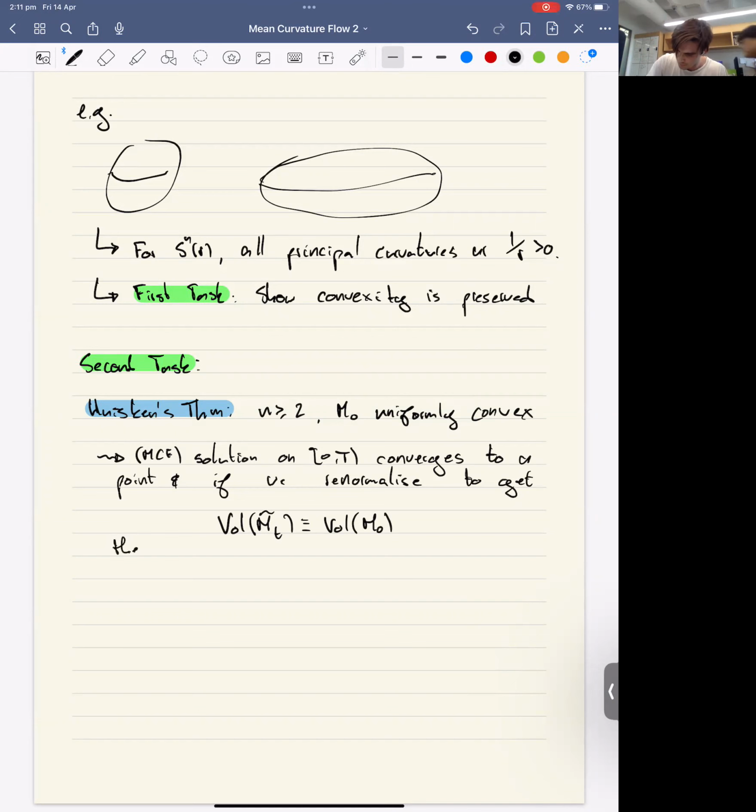Then what do I get? Then this new one exists. We'll see it satisfies a slightly different equation, but it exists for all positive times, and it converges to a sphere in C infinity.